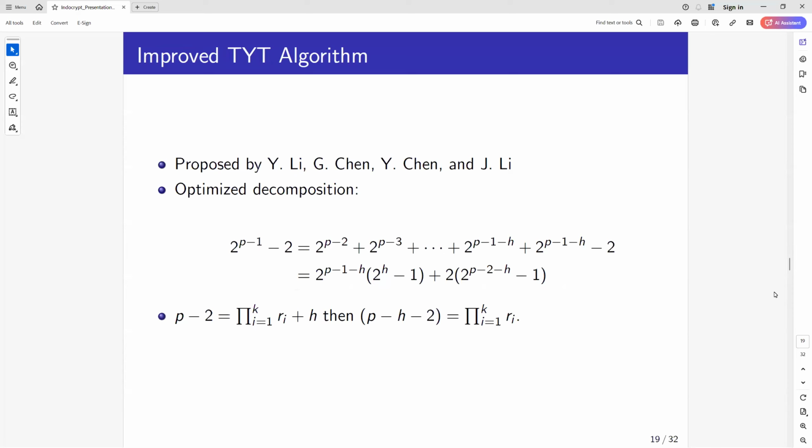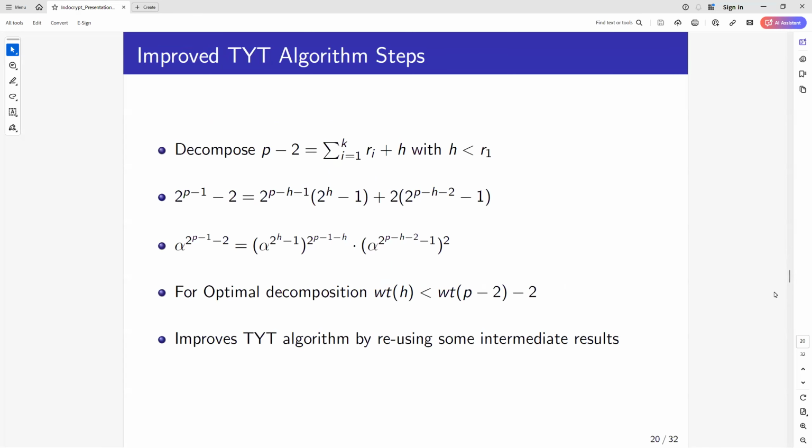improvement, in the sense that it is decomposed in a different way, where h is taken less than one of the factors ri. Okay, let's say without loss of generality, the factor is r1. So the decomposition is made in such a way that the remainder h is less than at least one of the factors. Let's say the factor is r1.